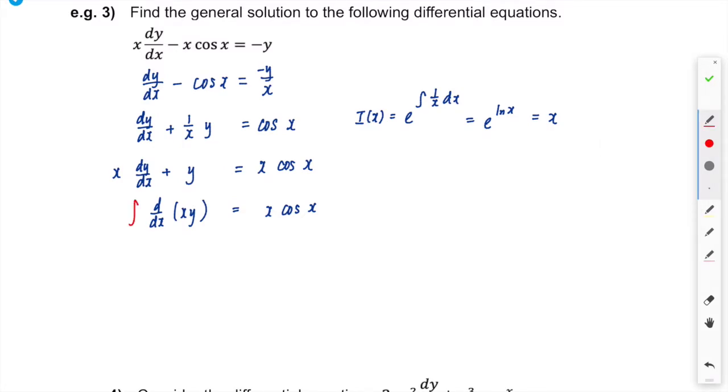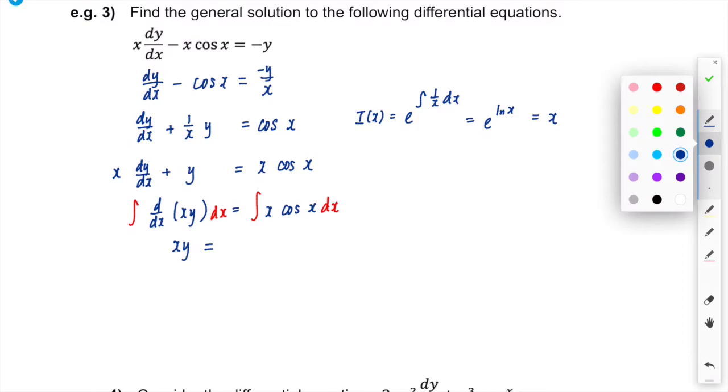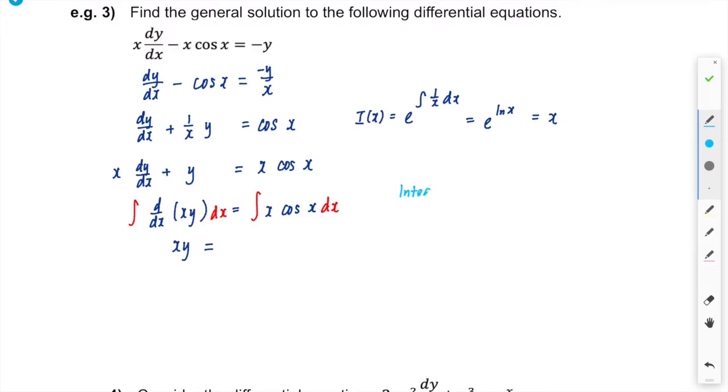Now you know why I was laughing, right? Because in the next step, we know we integrate. The left side is easy. It's just xy equals. How would you integrate the right hand side? Do you notice that this is integration by parts? So x cos x is a very typical integration by parts question, correct?